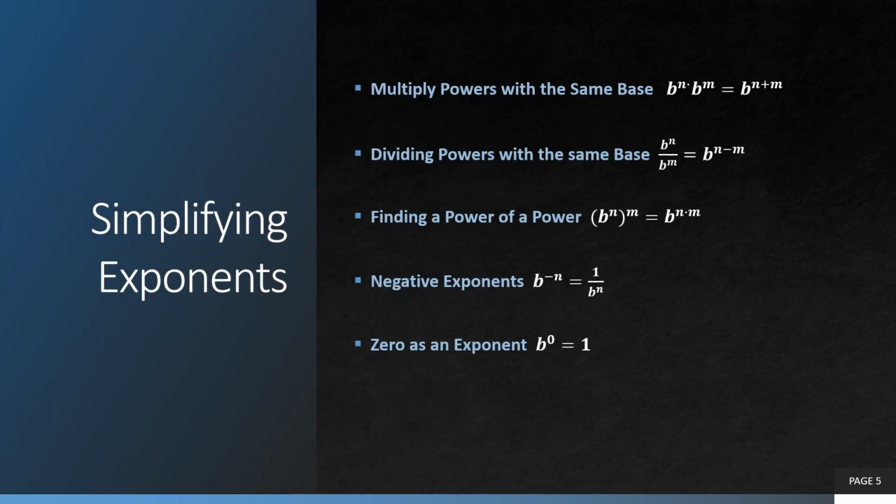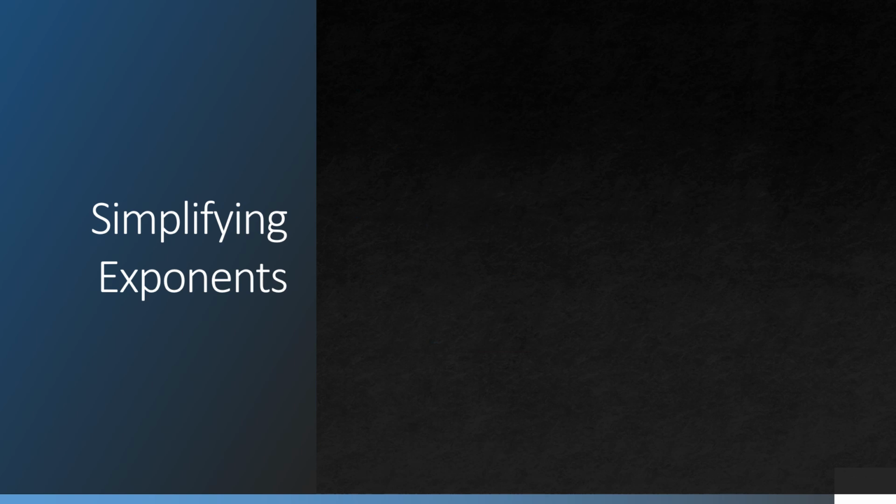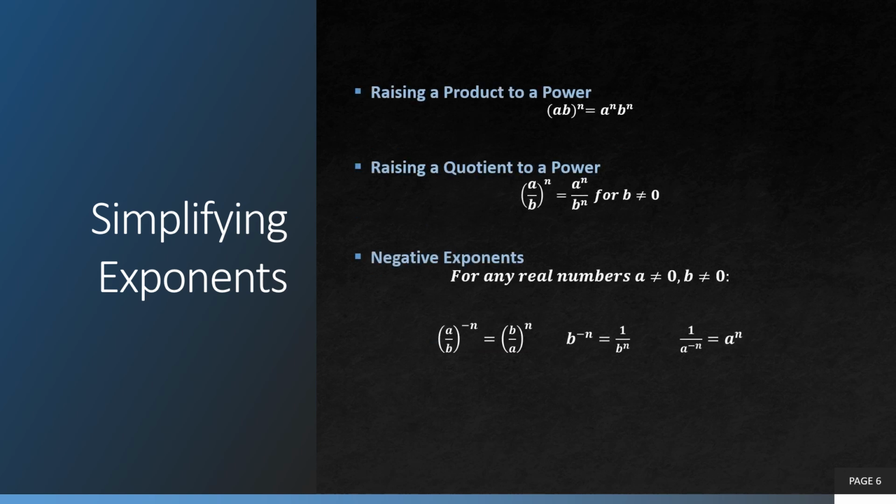In Unit 8, we learned several of the properties of exponents, including multiplying powers with the same base, where we just add the exponents, dividing powers with the same base, where we subtract the exponents, beginning with the numerator and subtracting the denominator, finding the power of a power, where we multiply those exponents, negative exponents, which basically meant that we were in the wrong part of our fraction, and then using 0 as an exponent. Now we're going to add 3 more properties to what we already know about working with exponents.